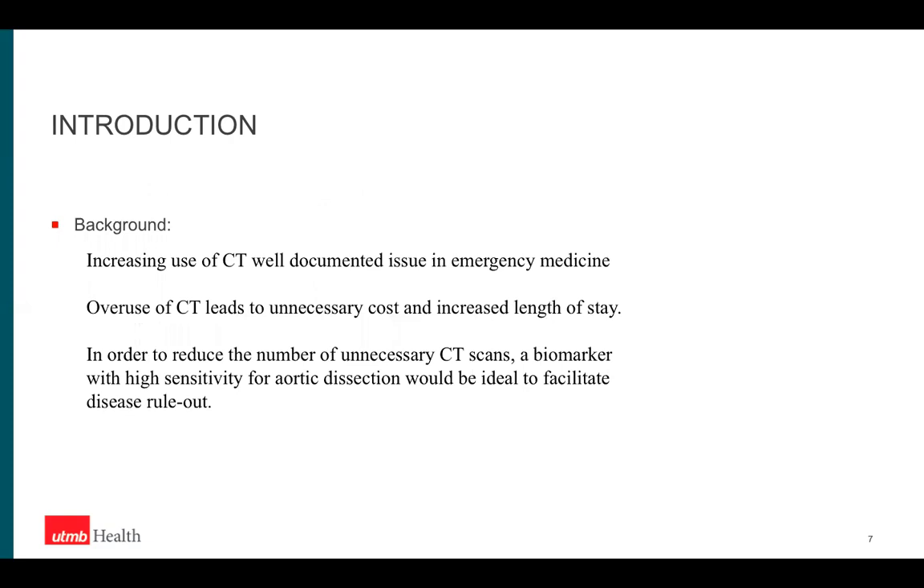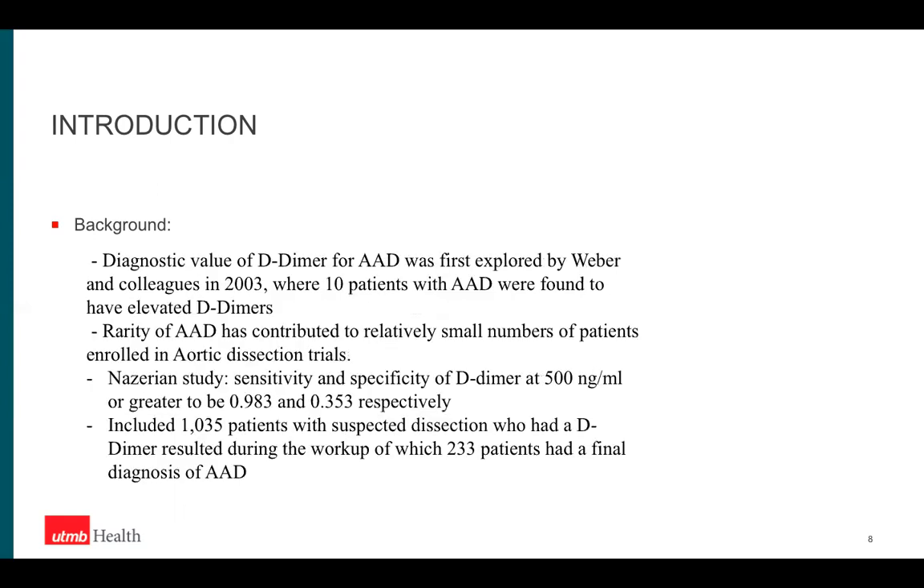The increasing use of CT is a well-documented issue in the emergency department. Overuse of CT leads to unnecessary cost and increased length of stay. In order to reduce the number of unnecessary CTs, a biomarker has been investigated, and the ideal biomarker would have a high sensitivity for aortic dissection and therefore would be able to facilitate ruling out the disease. This biomarker, of course, is the D-dimer.